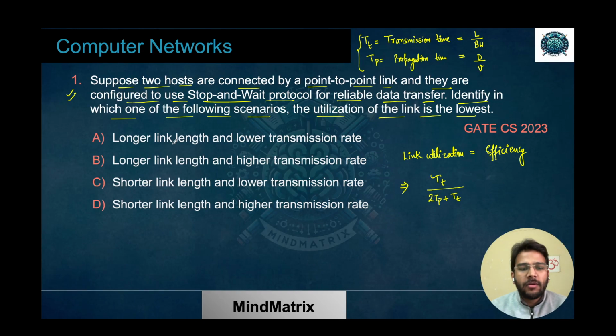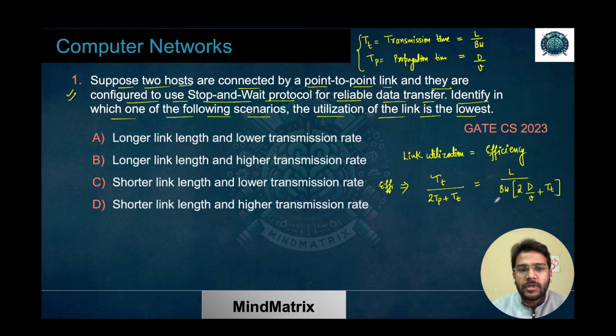Now we need to find whether the link length should be longest or shorter, whether the transmission rate should be higher or lower. So in which scenario the efficiency will be the lowest, the link utilization will be the lowest. So as we can see the efficiency, this is the formula. So we can also write this like this. TT is L by B. So L by B, bandwidth here, divided by 2 times TP, which is nothing but D by V, so 2 times D by V plus TT. We can write like this also.